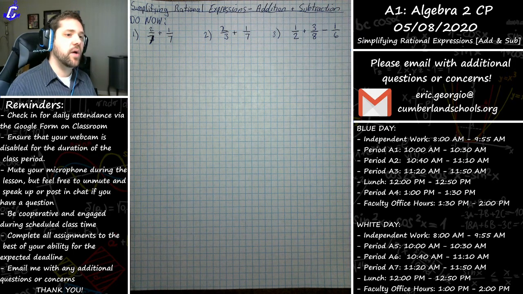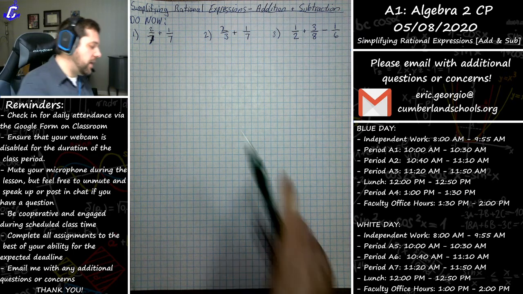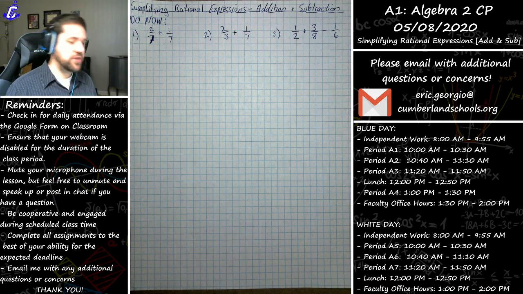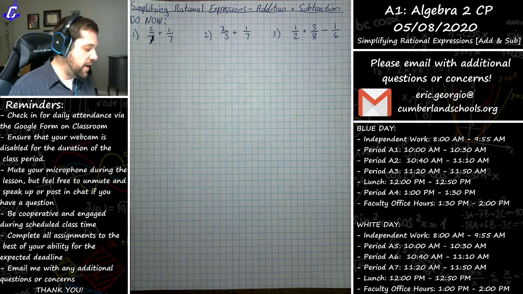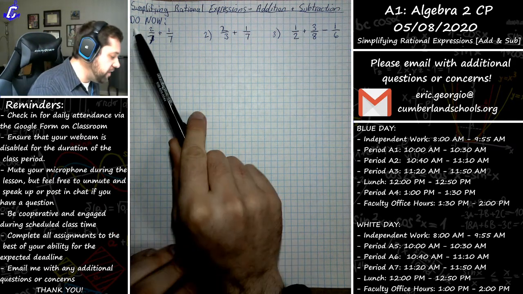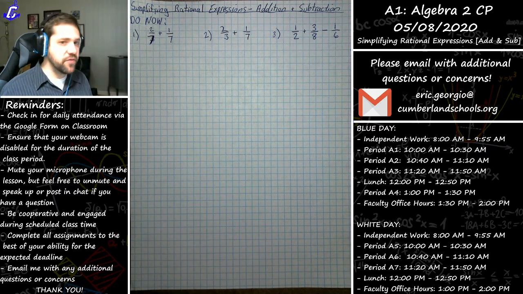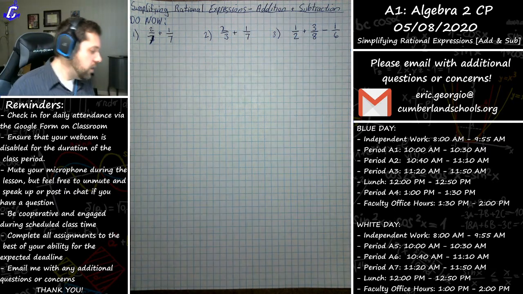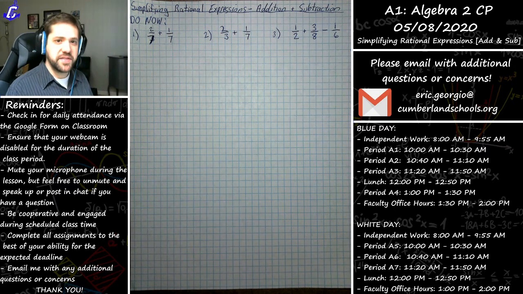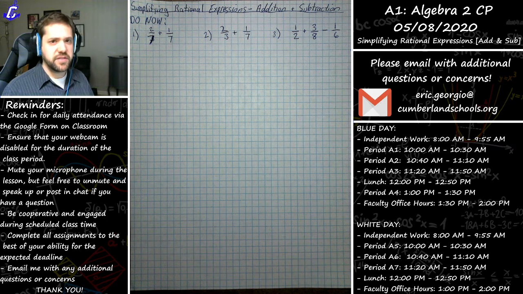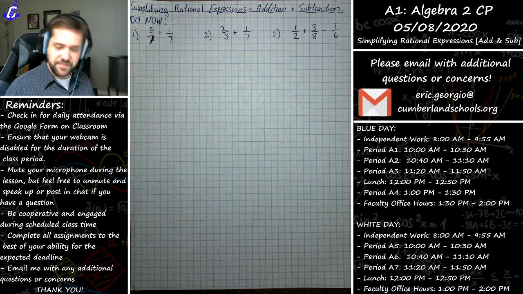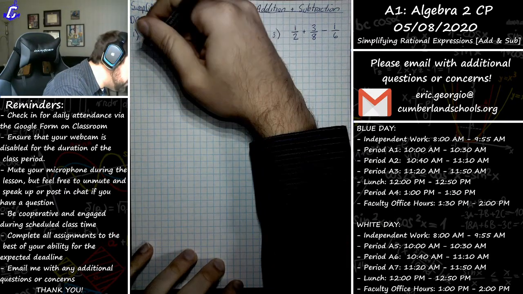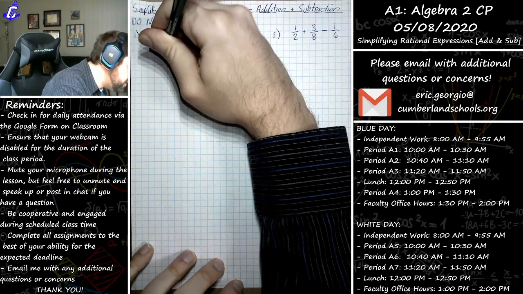All right, so that all being said, let's now talk about how to simplify rational expressions involving addition and subtraction. Starting with this first one, which maybe you can figure out in a snap. 2/7 plus 1/7. What is that equal to? Well, if you have 2 out of 7 things plus 1 out of 7 things, then now how many things do you have out of 7? This would be equal to just very simply 3/7.